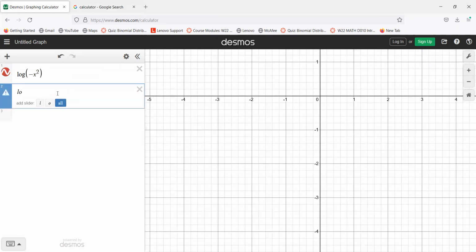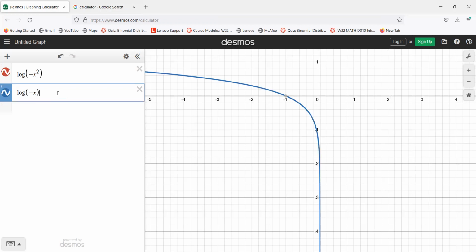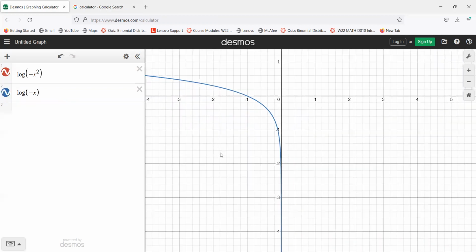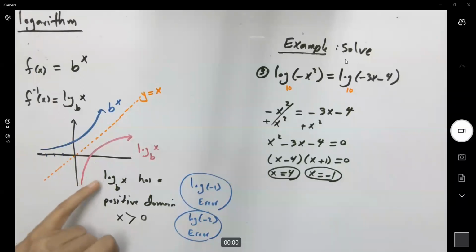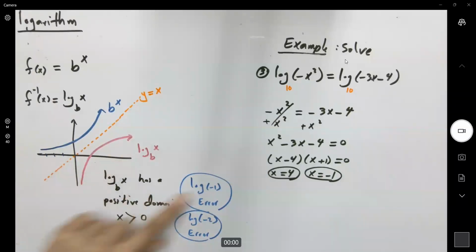What if I want to graph log of, for example, minus x? Hey, guys, I just flip log of x. This is log of x, and this is log of minus x. As you can see, here you have a reflection with respect to the y-axis because we're changing our x values. Am I right? So as you can see, the log is not defined on the left-hand side. If you plug in any negative number, we get an error.